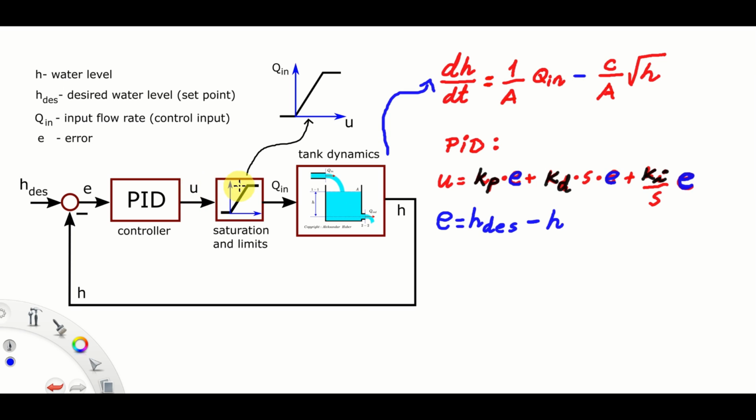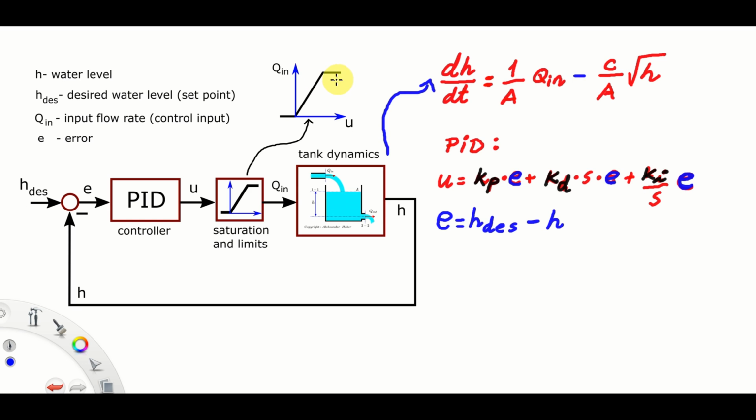U is the input to this saturation and limit block. What is the purpose of this block? The purpose of this block is to model the physical limitations of our pump. Namely, you cannot produce a flow that has infinite flow rate. That's why we have the saturation over here.